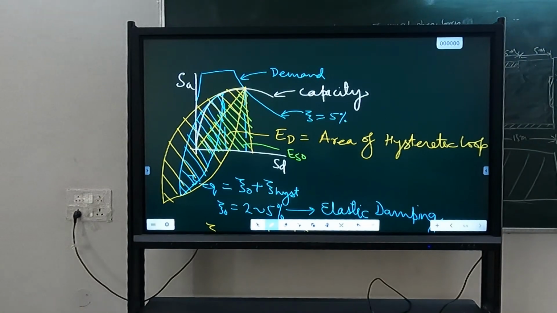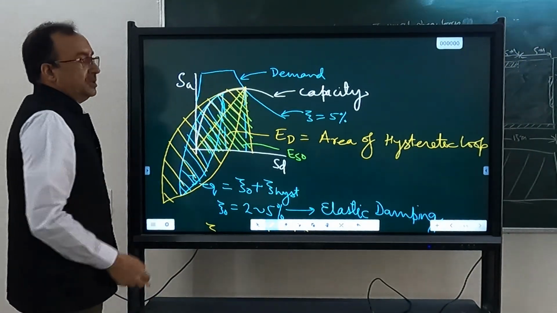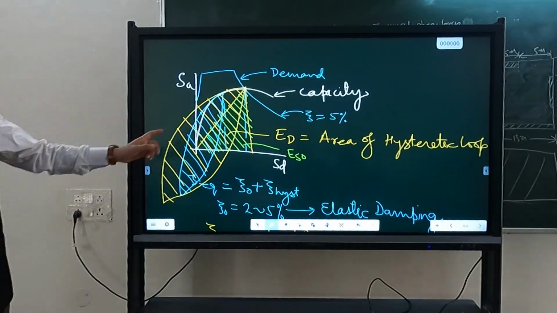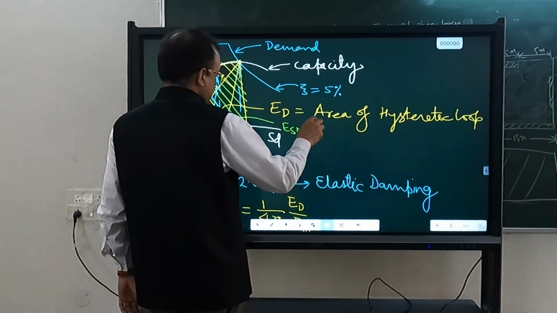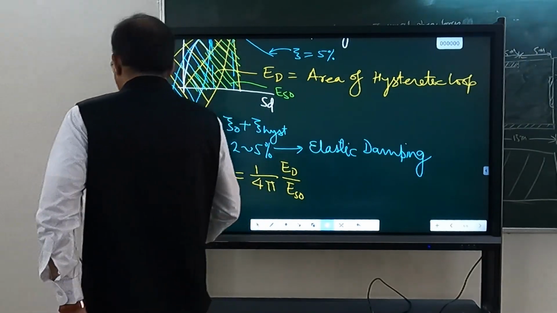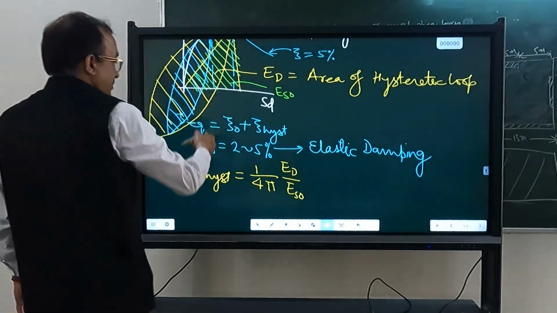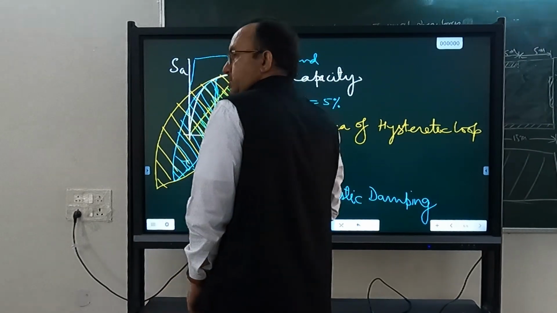Yes, it was the secant stiffness and delta. Half, yes, half into this force times delta. Okay, this is the area of a triangle, simply. So you can calculate xi equivalent. And sir, the area of EB is the tangential stiffness? No, it is the area of the shape. You can't get it from tangential stiffness. You have to consider the whole shape.